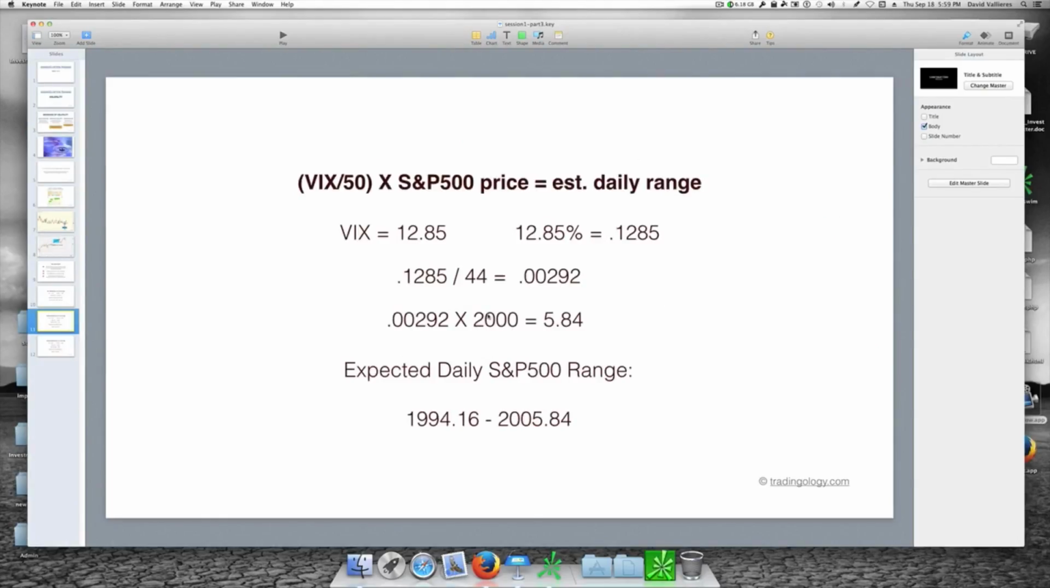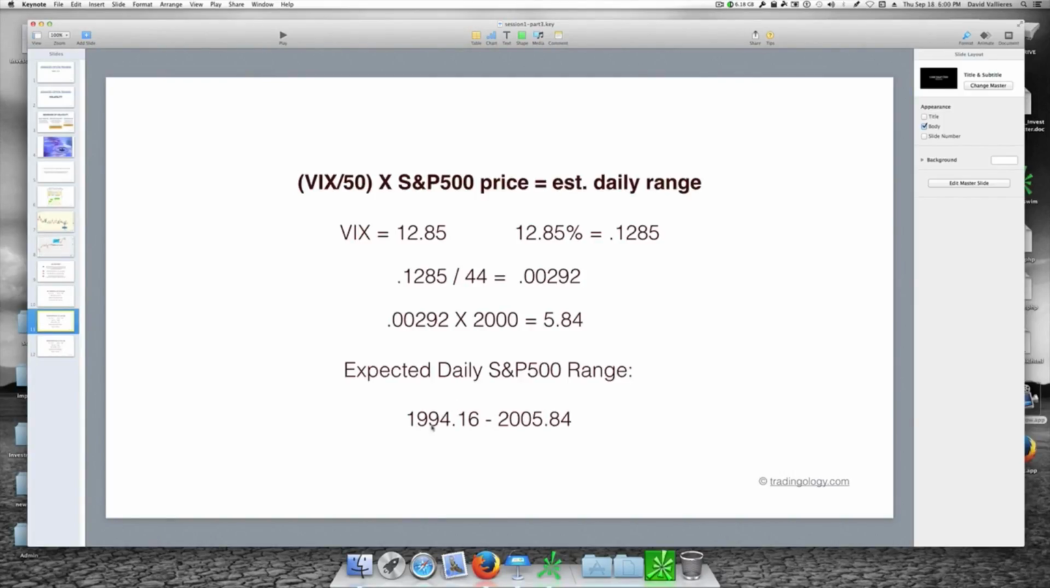and we multiply that by the current price of the S&P 500. And so we get a range of 5.84. 5.84 is the expected daily S&P range. So this would be considered to be the fair value of the S&P 500 for this particular day's trading range.